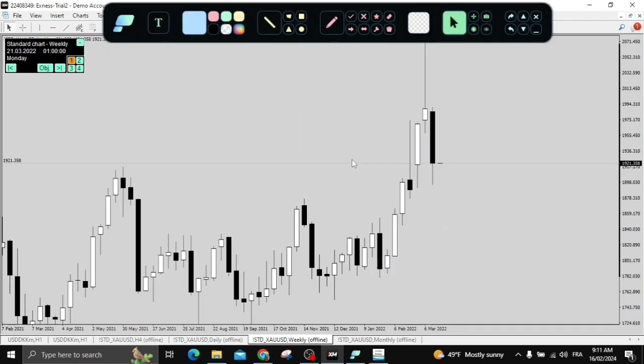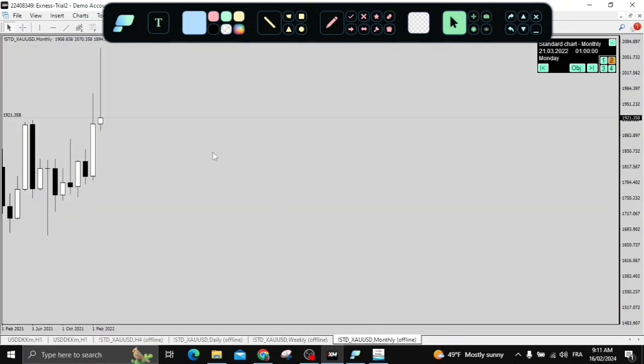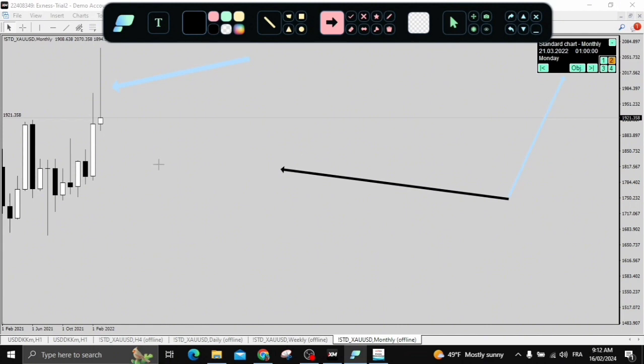The first thing I like to do when I open the chart is to see the monthly time frame first. I like to see the current monthly candle, what it is doing and what is happening on that candle. As you see here, we are on the 20th of March 2022. It's a simulation session, just to give you a perfect example that will help you understand exactly what I mean.